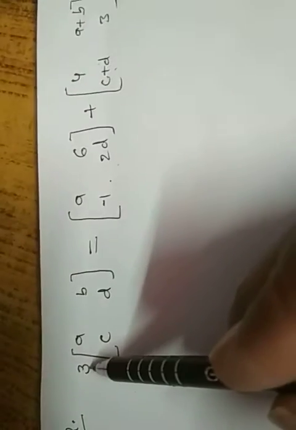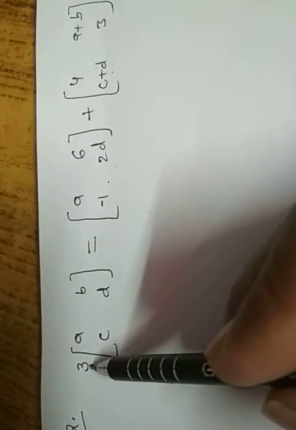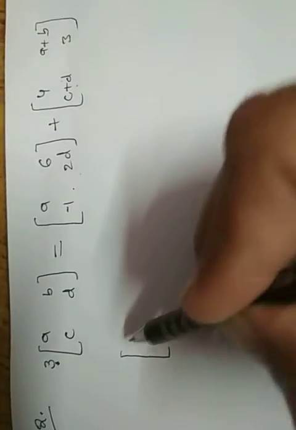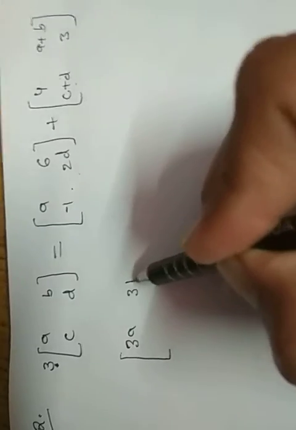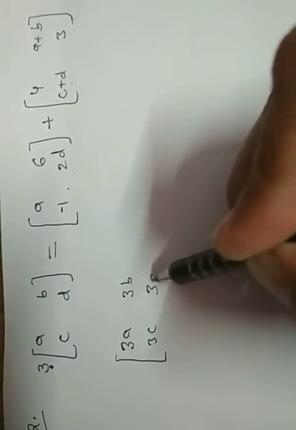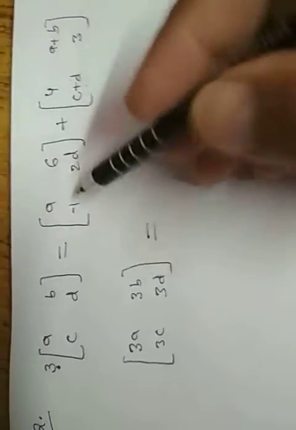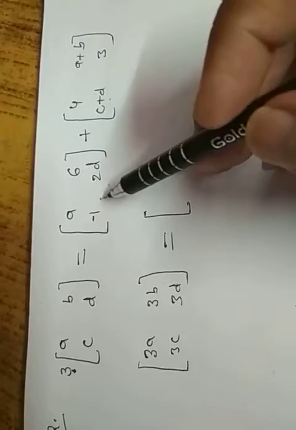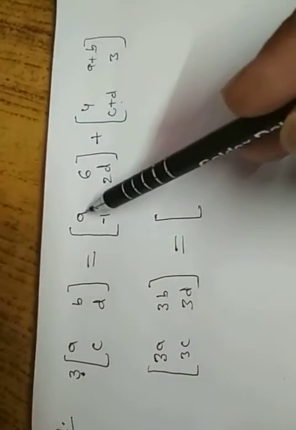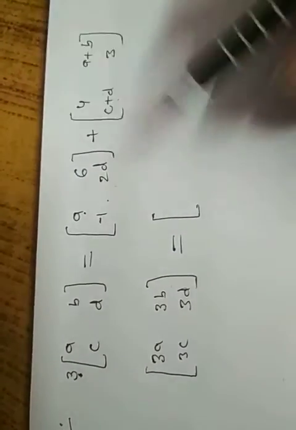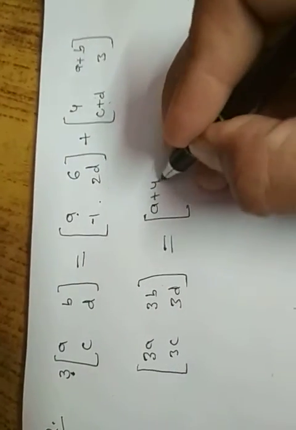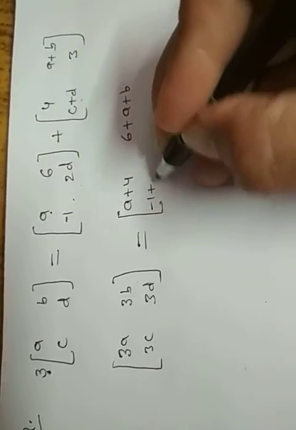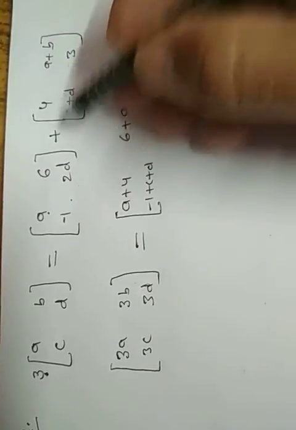So see, this matrix is multiplied by this constant 3, so each element of the matrix will be multiplied by 3. So this will become 3a, 3b, 3c, 3d, and the other side matrix is not multiplied by any constant. We have to add these two matrices. Both have the same order, so we can add. The first element a11 will be added to a11, that will be a plus 4, 6 plus a plus b, minus 1 plus c plus d, 2d plus 3.